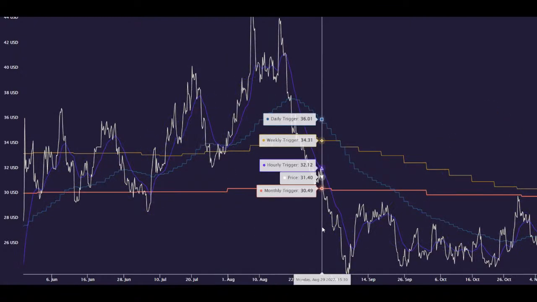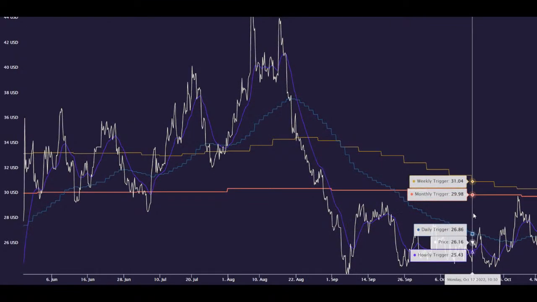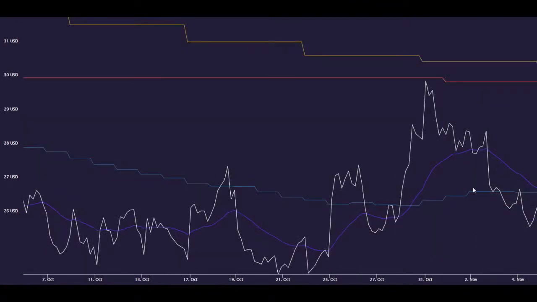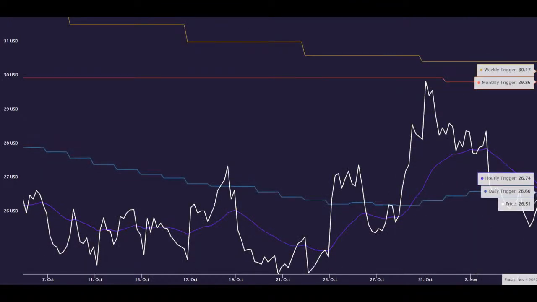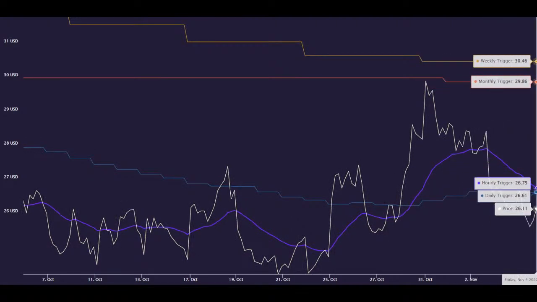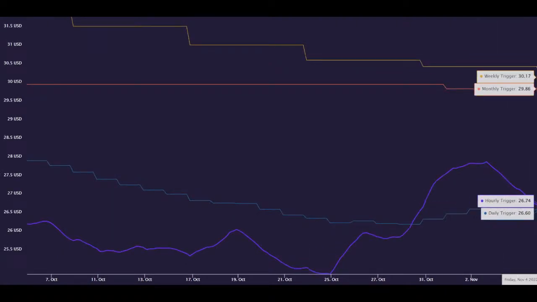Out of the past 2 years, this is the best chance that I've seen for GME to squeeze. And last time, for those that just joined, what it would look like is price above 26.74 for long enough for the hourly trigger to drift up and resolve to the upside off the daily trigger. So we want the hourly trigger to come down and now start curling up here.